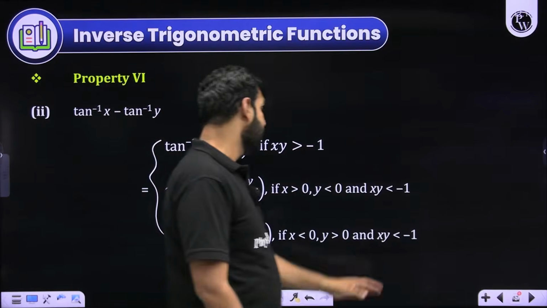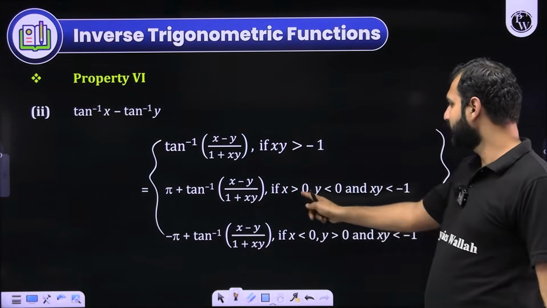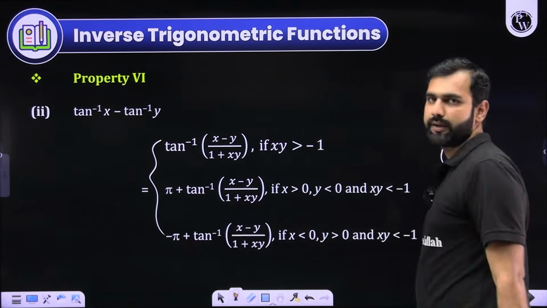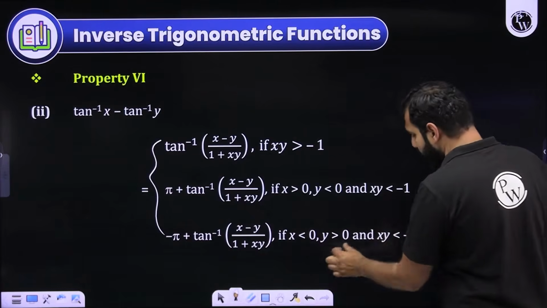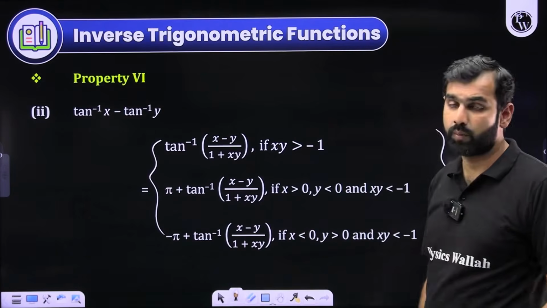But again, if you have these cases that both x and y, where x is greater than 0, y is less than 0, and xy is less than minus 1, then you got to add pi to it. If x is negative, y is positive, and xy is less than minus 1, in that case, you got to add minus pi to it. You need to be more cautious.